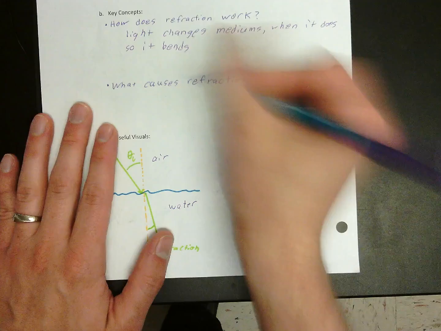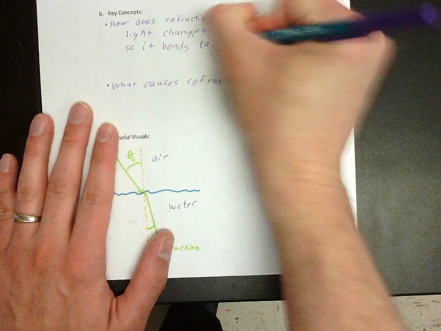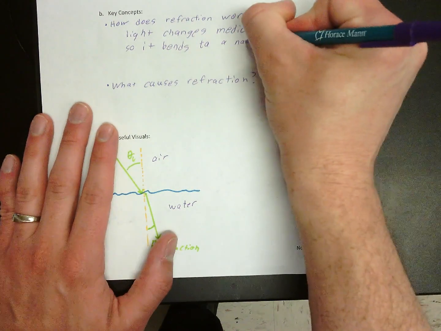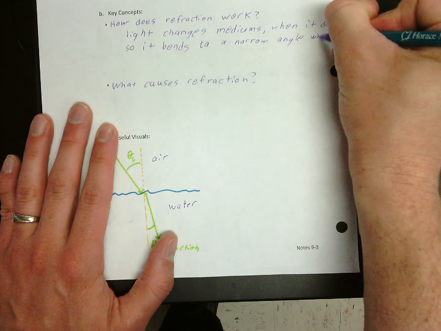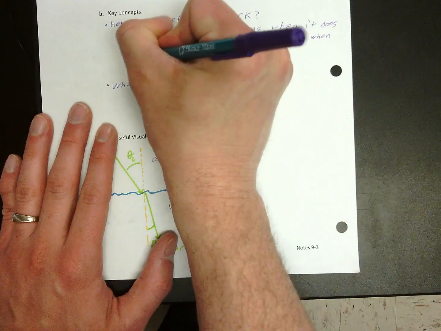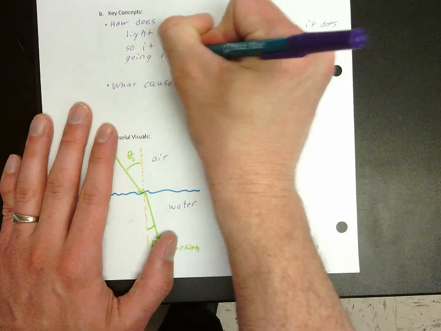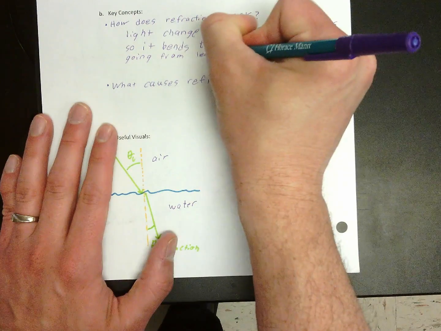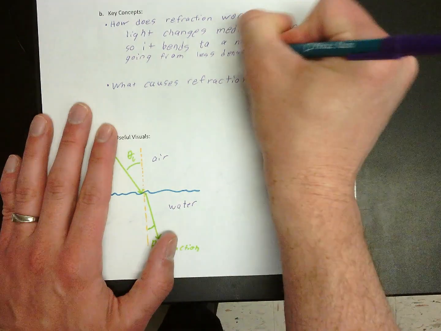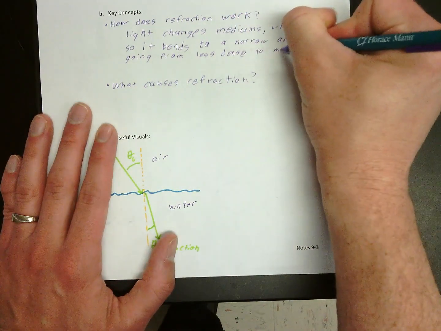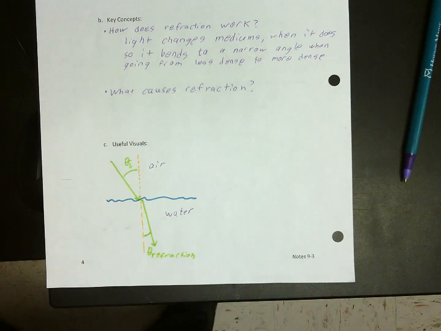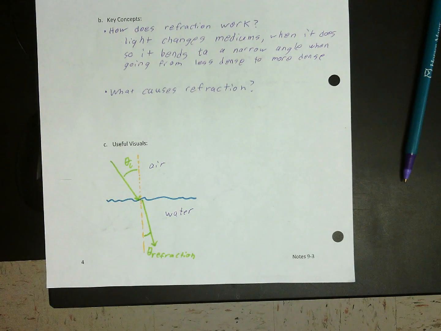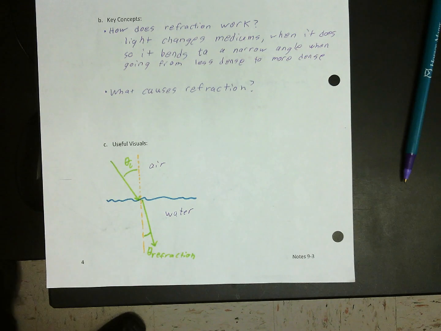So what it does, it bends to a narrow angle going from less dense to more dense. Think of it as it's going to bend it more. Okay, so it's going to bend it more. It's going to get to a tighter, narrower angle of refraction.